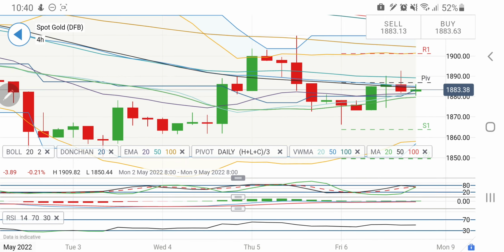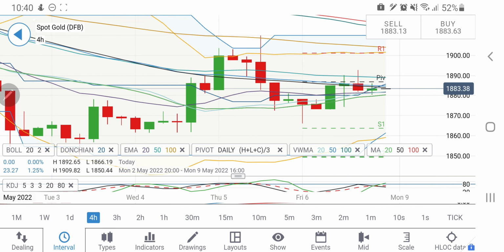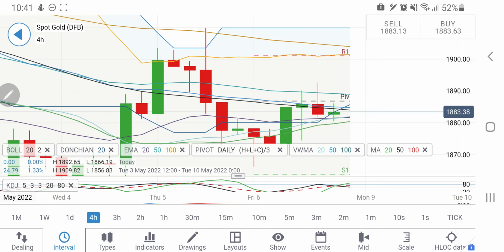Lastly, we have a look at the 4-hour charts as well. On the 4-hour charts, we must not forget the last two candles which are of the same nature as what we have seen on the daily charts, lower highs and lower lows, and there is a pivot at around 1890 levels.